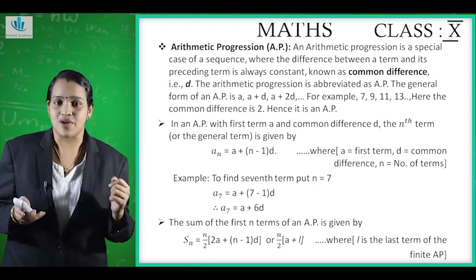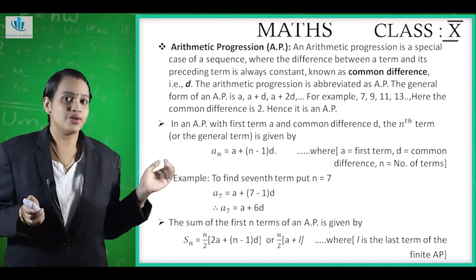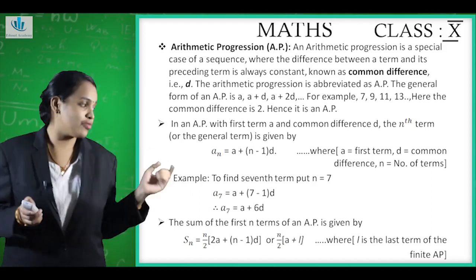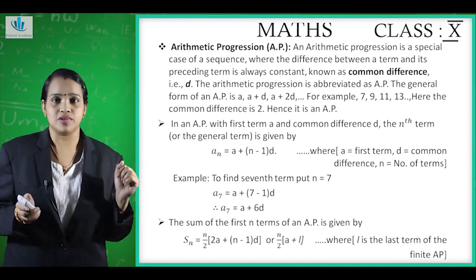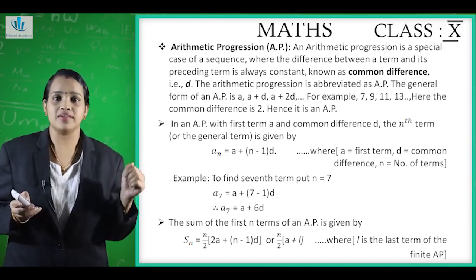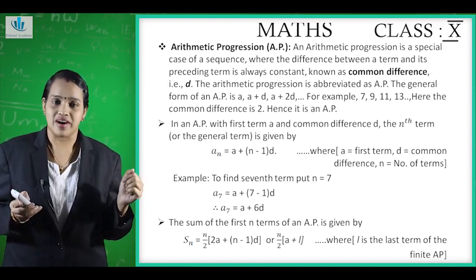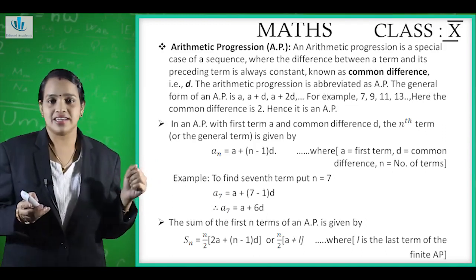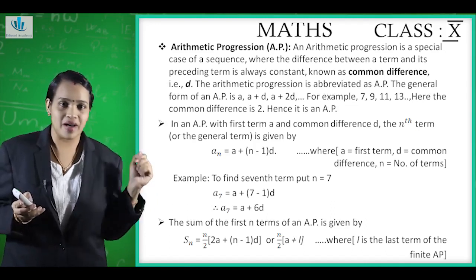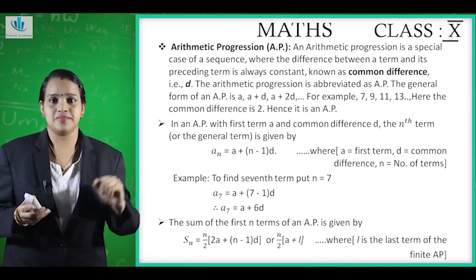To understand this formula, let's take an example. To find the 7th term, put n equal to 7. Now we have to find the 7th term. What will we do? A7 is equal to a plus (7 minus 1) into d. Therefore, A7 is equal to a plus 7 minus 1, which is 6d.